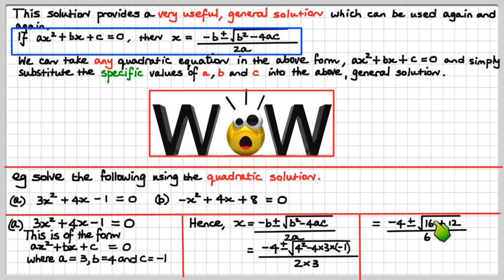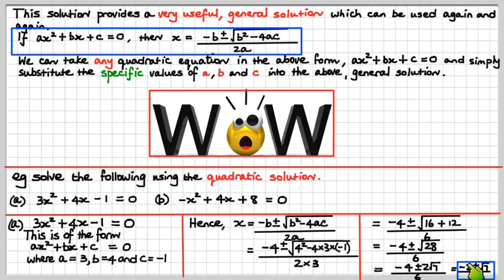Now, 16 plus 12 is 28. And if you'd like to simplify that, 28 is 4 times 7. So as a surd, you'll get 2 root 7. That's what you get when you simplify the root 28. Now, if you divide through top and bottom by 2, because there is a common factor of 2 on the top line and on the bottom line, you'll get minus 2 plus or minus root 7 over 3, and that is what x is.